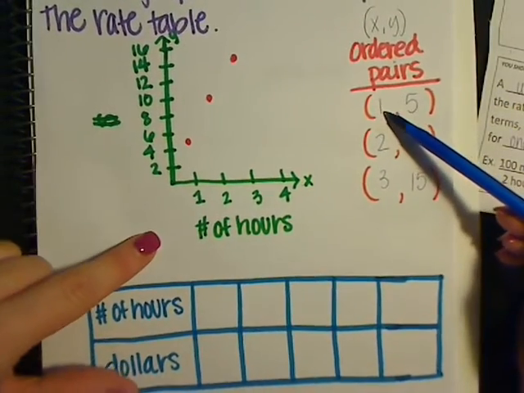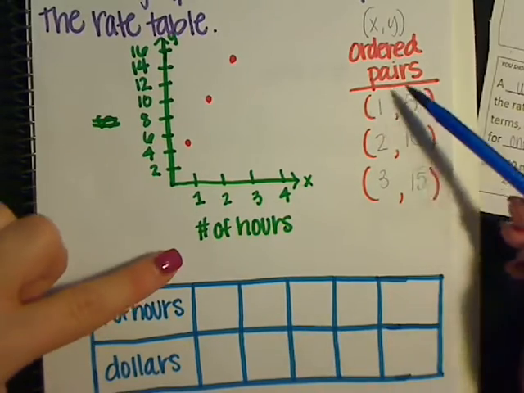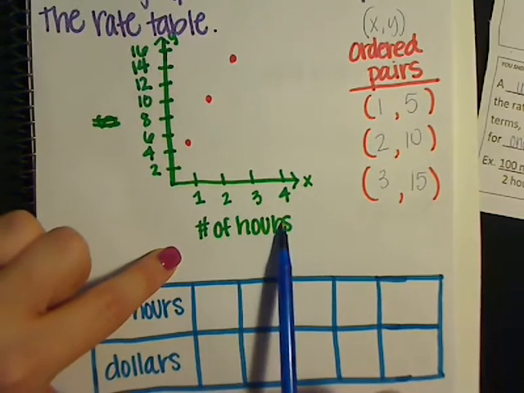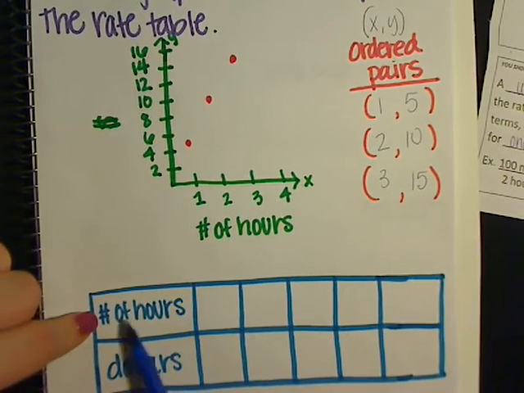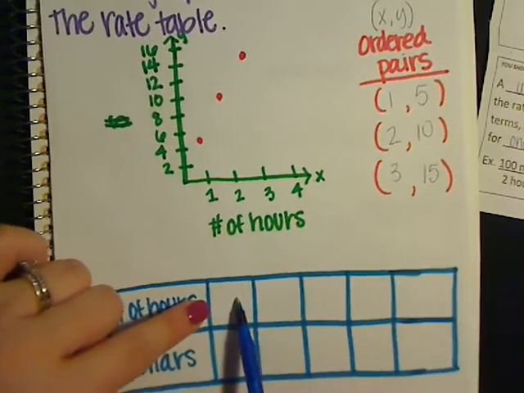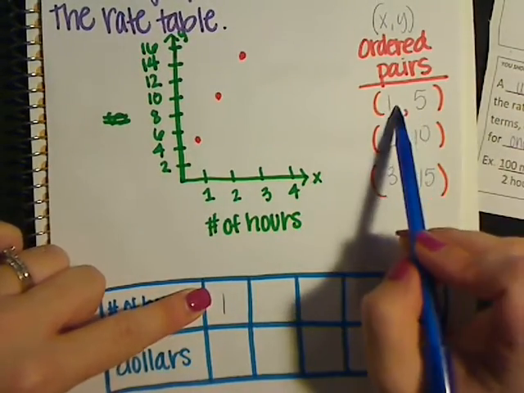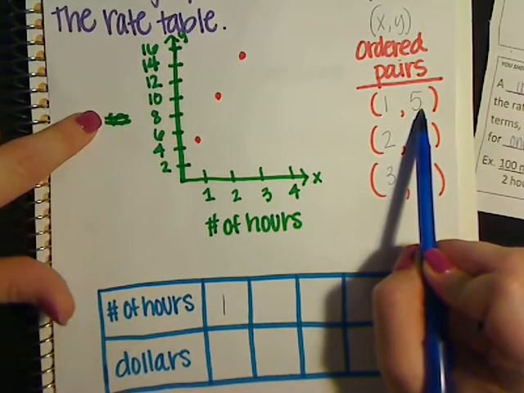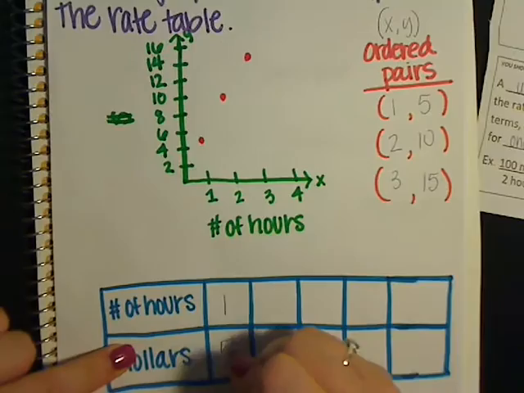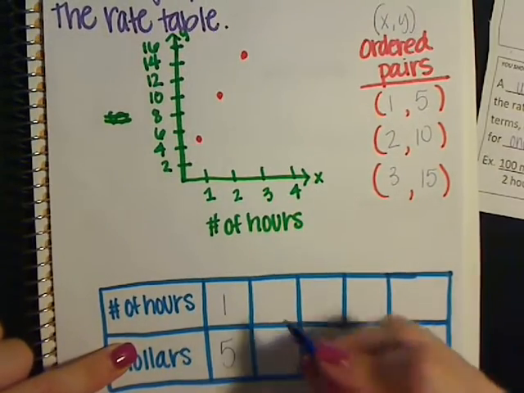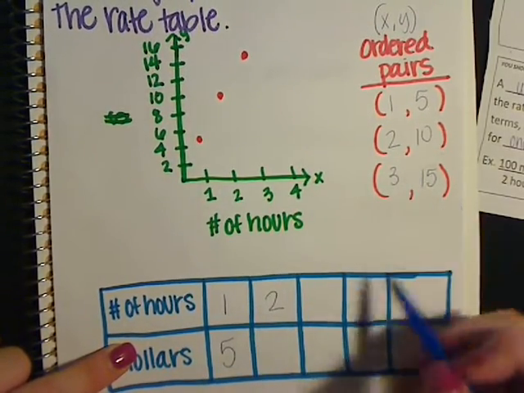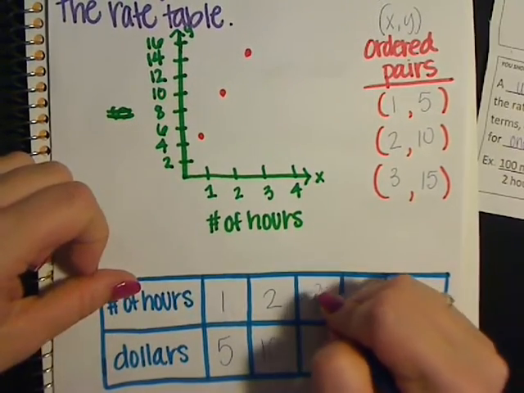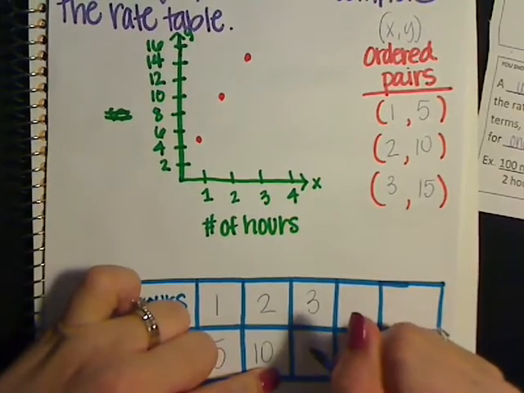Okay, and what does the 1 stand for? So now I'm going to put them in a rate table. Well, all these numbers came from the number of hours. That's our x value. Okay, so the number of hours here, we've got 1 hour. In 1 hour, she makes $5. So the dollars goes here. Here's our next ordered pair. In 2 hours, she makes $10. In 3 hours, she makes $15.